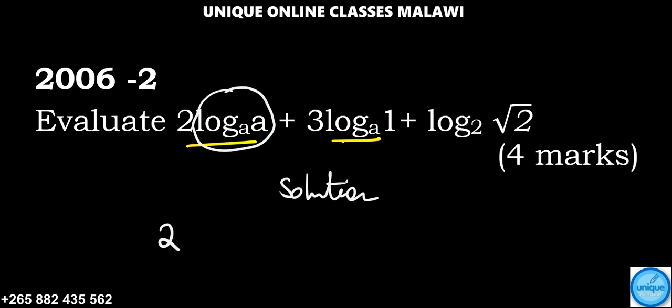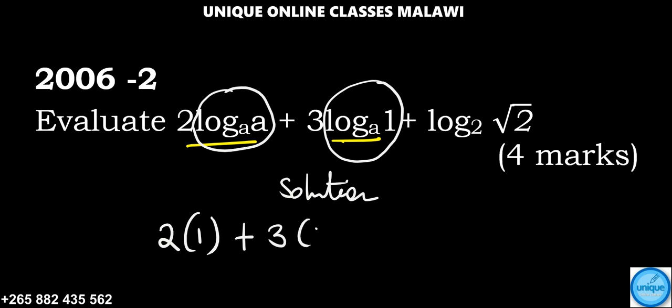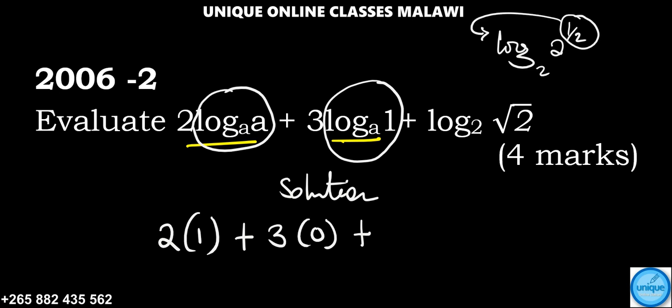You know, log of a number which is in the base of that number is 1. So this one, we can put 1 there, then a plus. Then log of 1 in any base, the answer is 0. So we are putting 3, then 0. Plus, this one, using laws of indices, can be written as 2 power half. So it is log of 2 power half base 2, which becomes half log of 2 base 2.